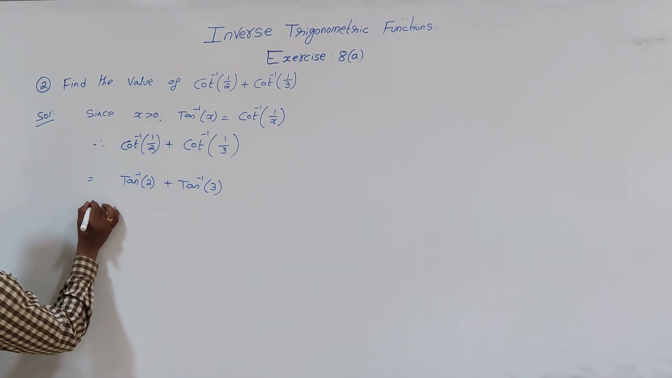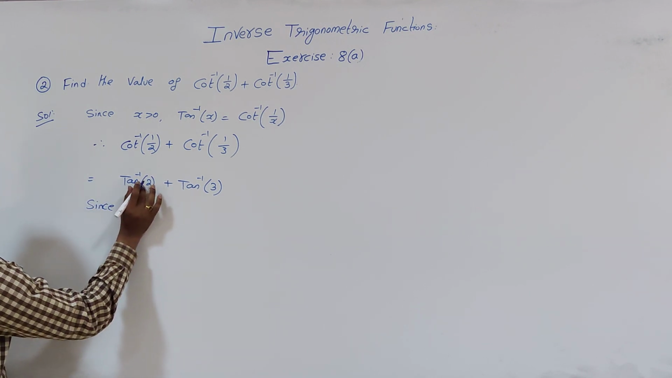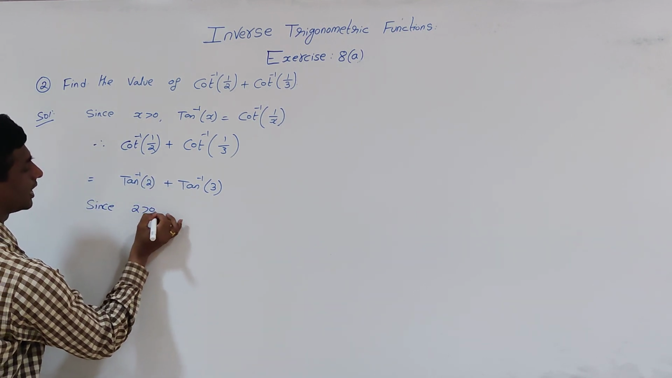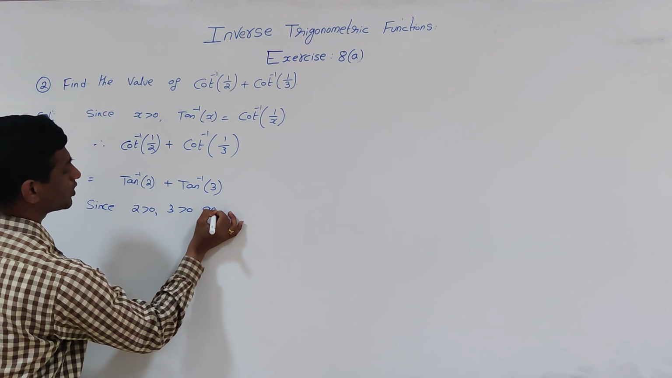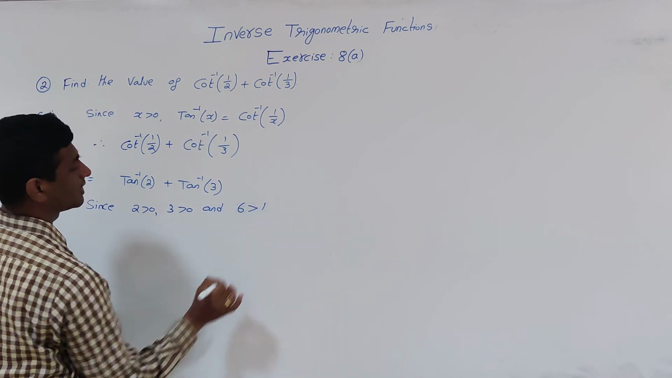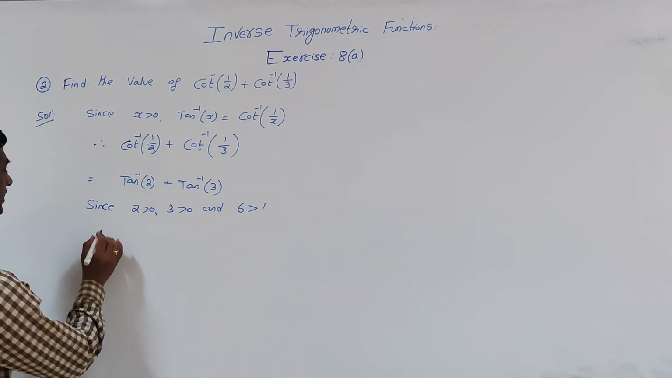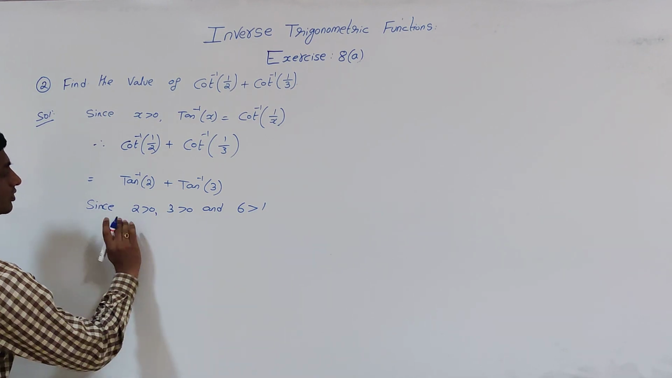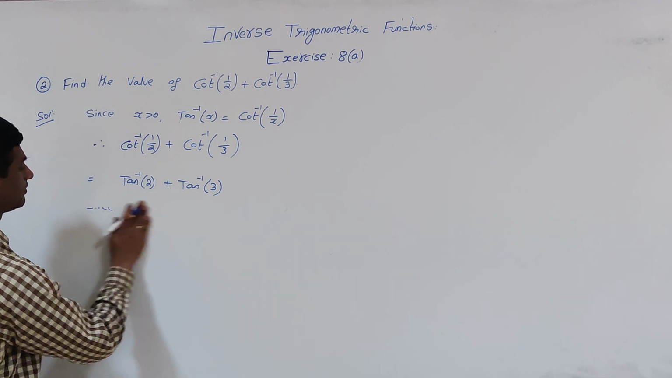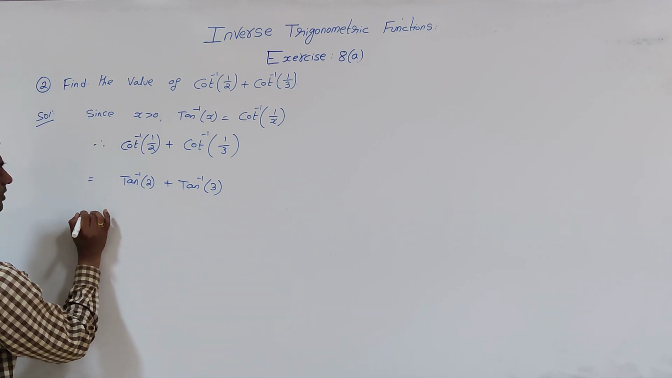Since x is 2, which is greater than 0, and 3 is also greater than 0, and the product 6 is greater than 1, we have a property. Okay, we'll find out the property.